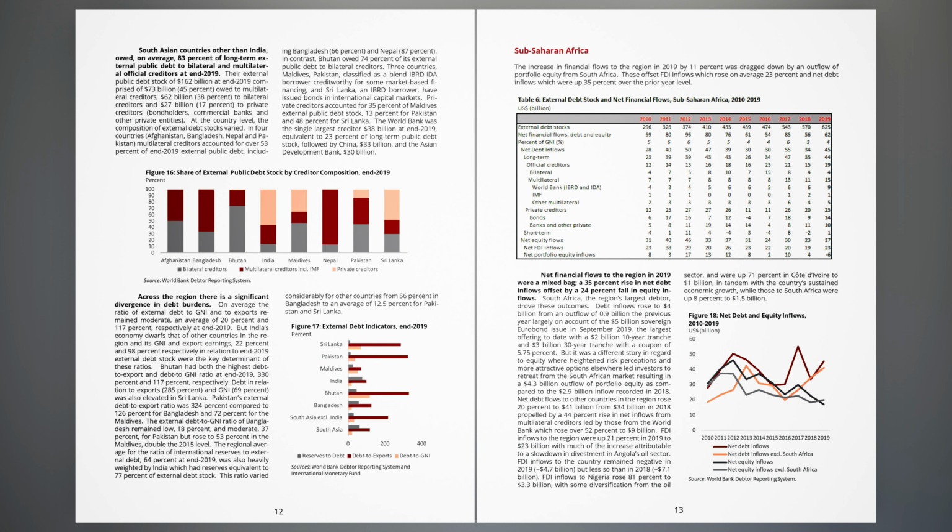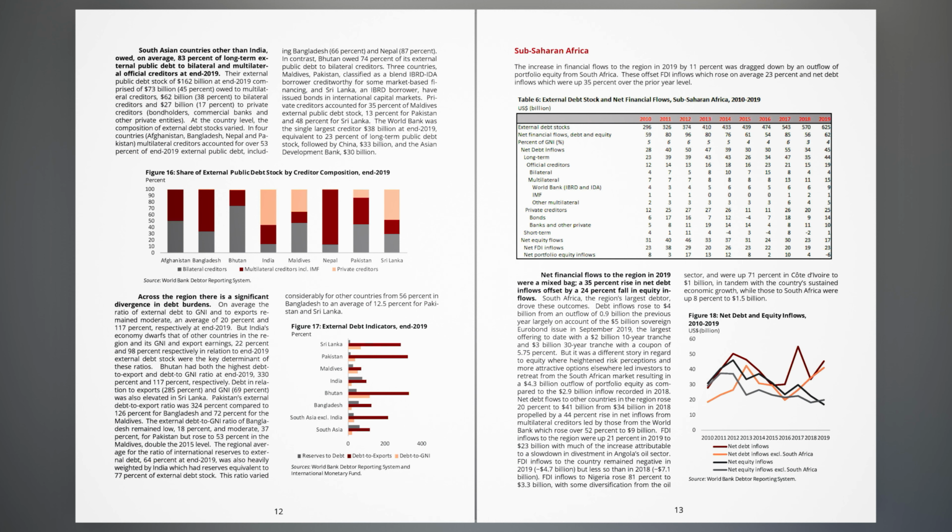The regional average for the ratio of international reserves to external debt, 64% at end 2019, was also heavily weighted by India, which had reserves equivalent to 77% of external debt stock. This ratio varied considerably for other countries, from 56% in Bangladesh to an average of 12.5% for Pakistan and Sri Lanka. Figure 17. External debt indicators, end 2019.